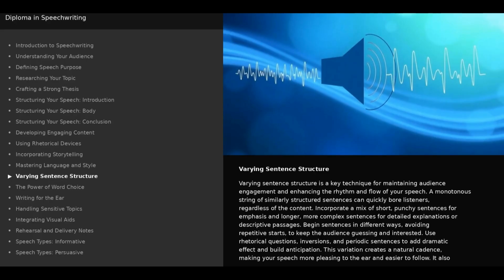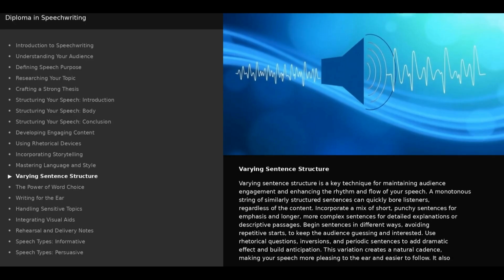Varying sentence structure. Varying sentence structure is a key technique for maintaining audience engagement and enhancing the rhythm and flow of your speech. A monotonous string of similarly structured sentences can quickly bore listeners, regardless of the content. Incorporate a mix of short, punchy sentences for emphasis and longer, more complex sentences for detailed explanations or descriptive passages.